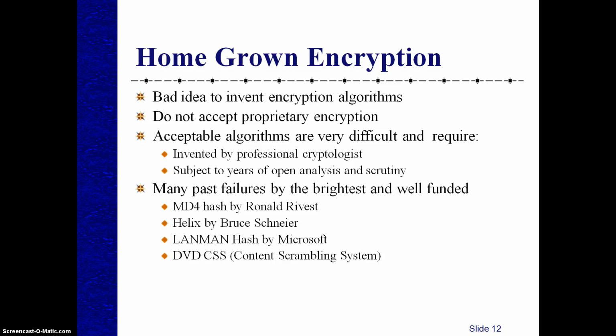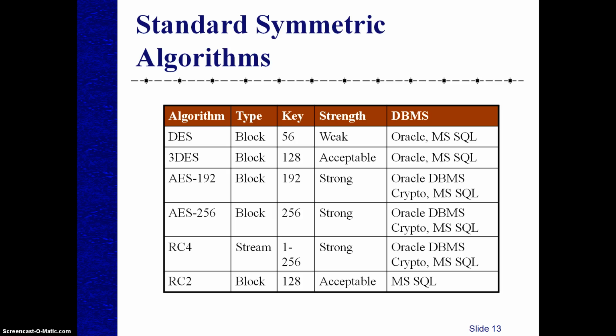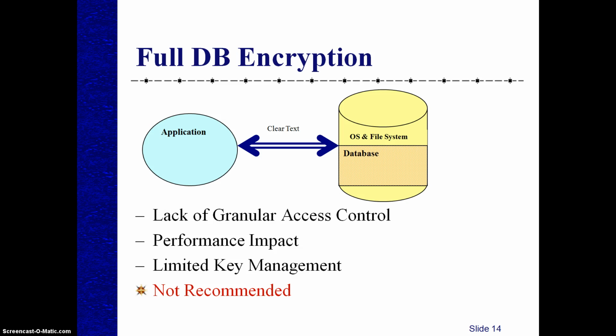Homegrown encryption is a bad idea. Inventing encryption algorithms is not acceptable practice. Acceptable algorithms are very difficult to design and require many past failures by the brightest, such as the MD4 hash, LANMAN, DVD CSS. Here we will show the standard algorithms. For example, the algorithm DES is a block type with a 56-bit key, and the strength is weak. It is available in DBMS such as Oracle and MS SQL. These are the algorithms and their types, keys, and strengths, and that's all we have right now here.